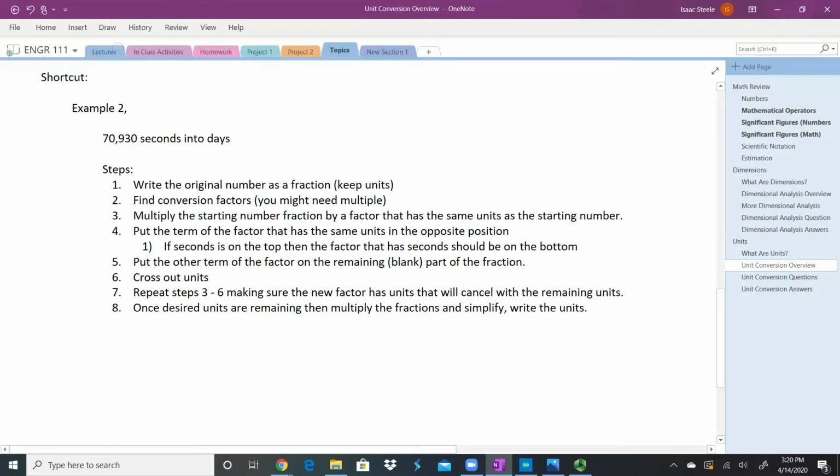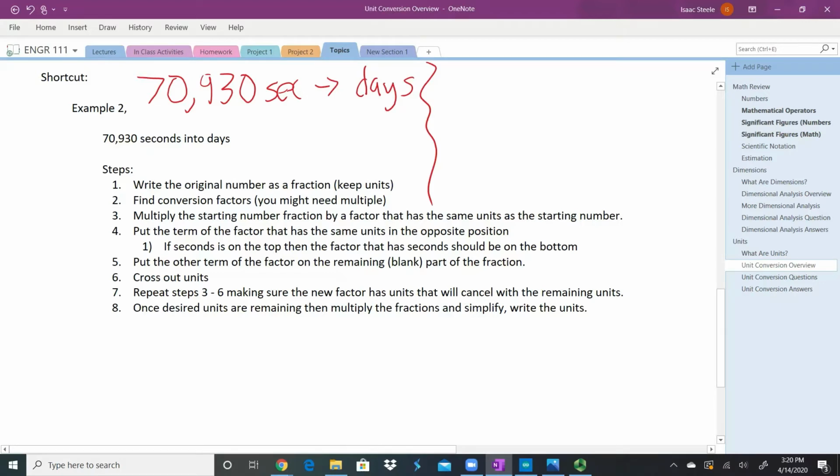I'm going to write down some factors. I am just going to rewrite the problem because I like to look at the problem a little bit differently. Seconds into days. So I like to look at it like that, other than the fact that it's sloppy. All right, so the next thing I do is I need to come up with some conversion factors.